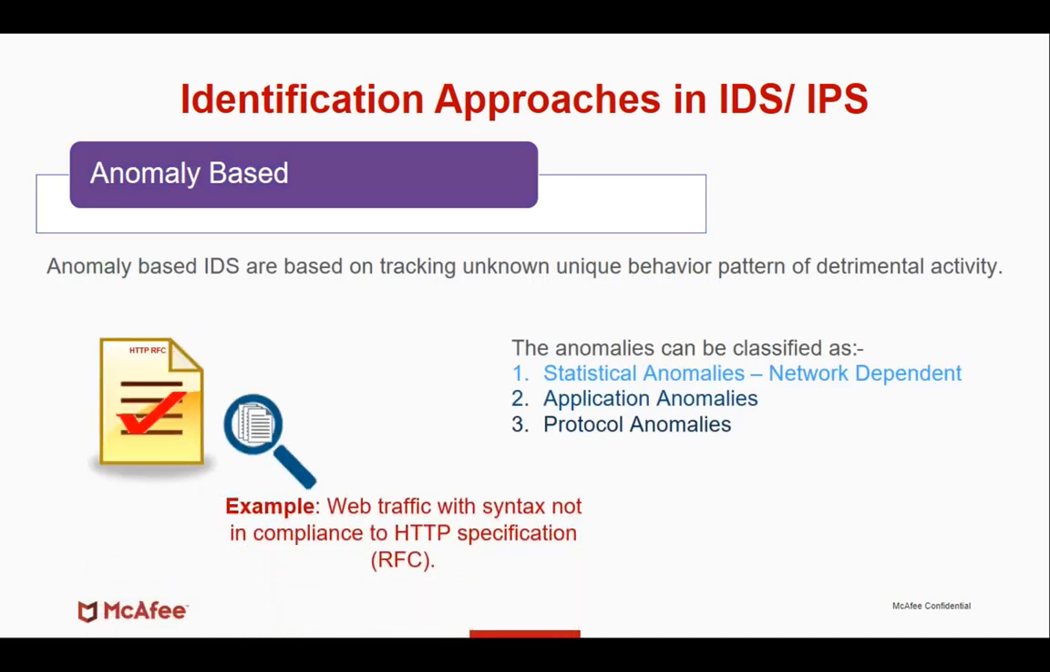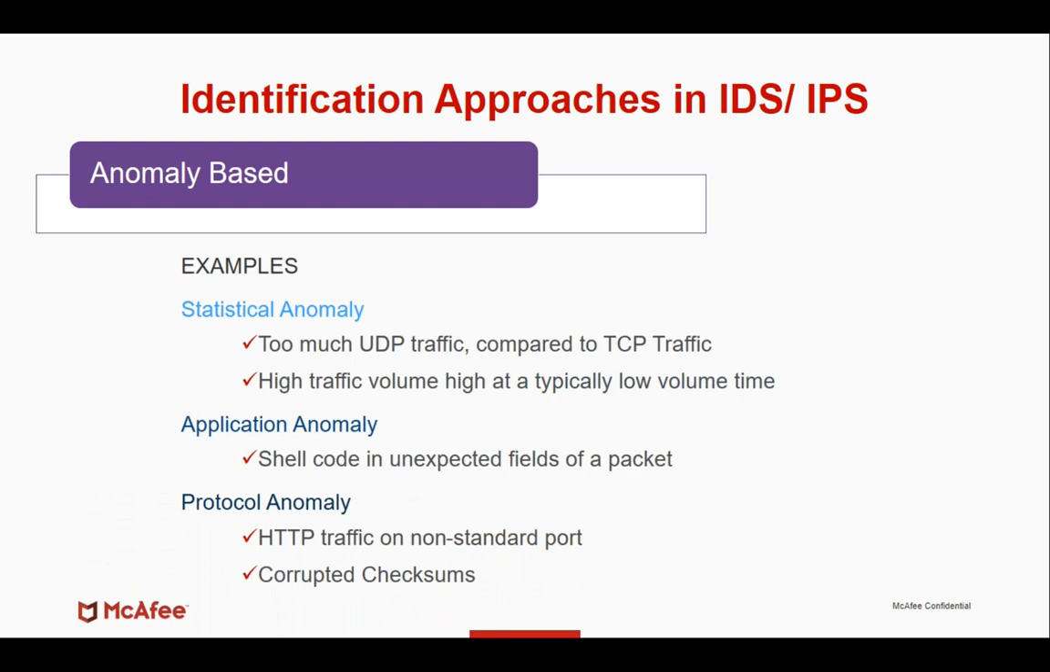The second type of identification technique that IDS/IPS use is anomaly-based. It basically means that they track some unknown, unique behavior pattern to determine that something wrong is happening inside the network. These anomalies can either be statistical in nature, they can be application-based, or they can be anomalies in terms of the protocol. For example, in a statistical anomaly, the network administrator knows that the network profile of a particular organization is such that most of the high traffic volume is there during the daytime. But suddenly there is an observation that at nighttime there is a huge upload and download happening. That can be an indicator to the administrator that something wrong is going on, where some illegal access is happening. And the IDS/IPS can be configured to track such activities.